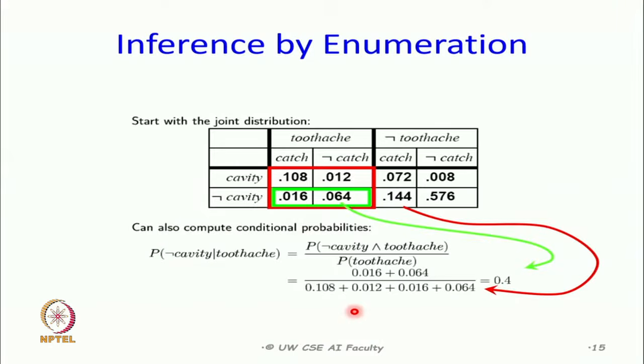4, right. So, you can see that if I want to ask the question, what is the probability that Mr. Bean does not have cavity given that he has toothache, then basically I am interested in, if you go by the definition of conditional probability, probability of not cavity and toothache divided by probability of toothache. Probability of not cavity and toothache is this green box, because those are the 2 numbers where cavity is false, toothache is true, and the probability of toothache is the red box, because that is the set where toothache is true, and so you compute the conditional probability.